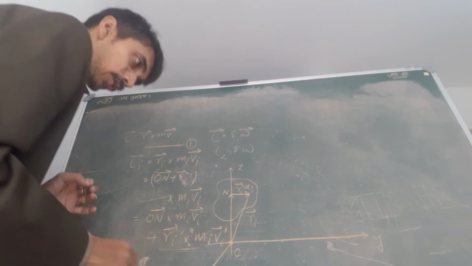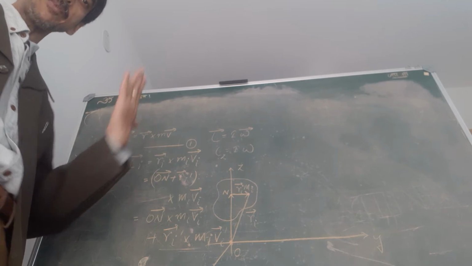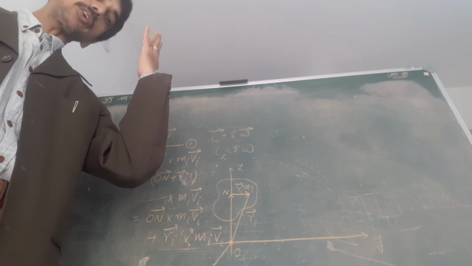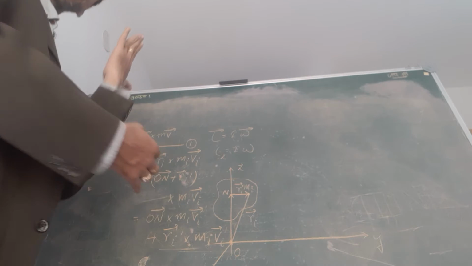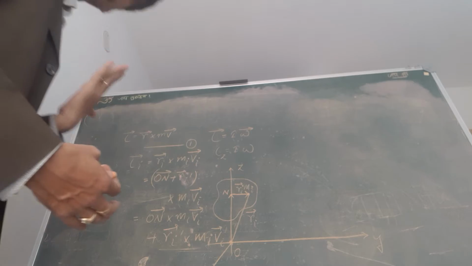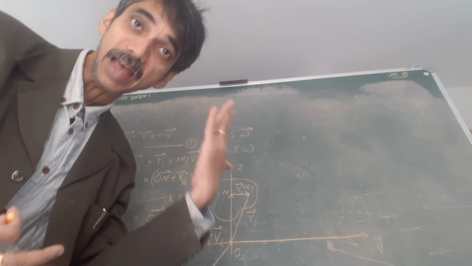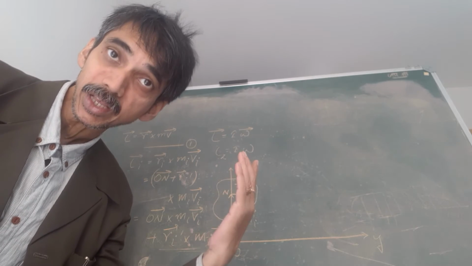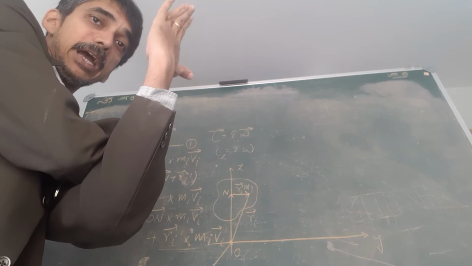I wish to get the direction of ω cross v_i. See, ω is this vector towards us, and v_i is into the board. If we want to know the cross product, then we'll have to bring the two tails together. That is exactly what I'm doing. I'm bringing the tails together. So this is the ω vector, this is the v_i vector.